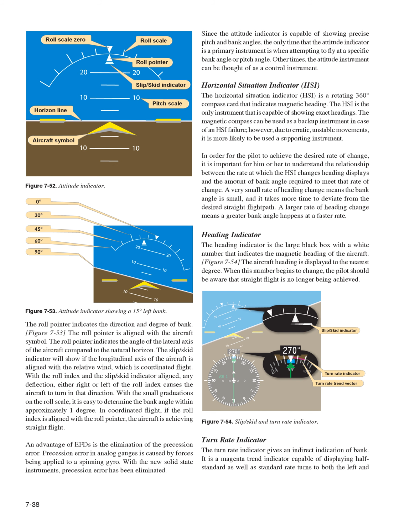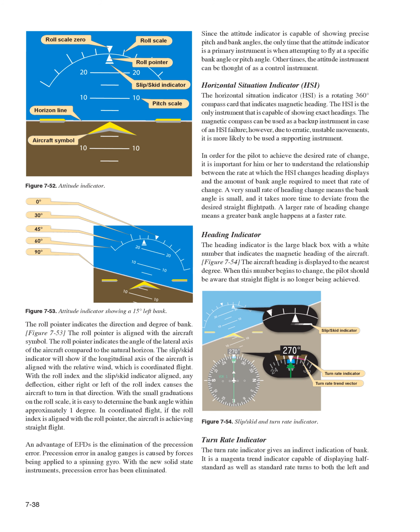An advantage of EFDs is the elimination of the precession error. Precession error in analog gauges is caused by forces being applied to a spinning gyro. With the new solid-state instruments, precession error has been eliminated. Since the attitude indicator is capable of showing precise pitch and bank angles, the only time that the attitude indicator is a primary instrument is when attempting to fly at a specific bank angle or pitch angle. Other times, the attitude instrument can be thought of as a control instrument.